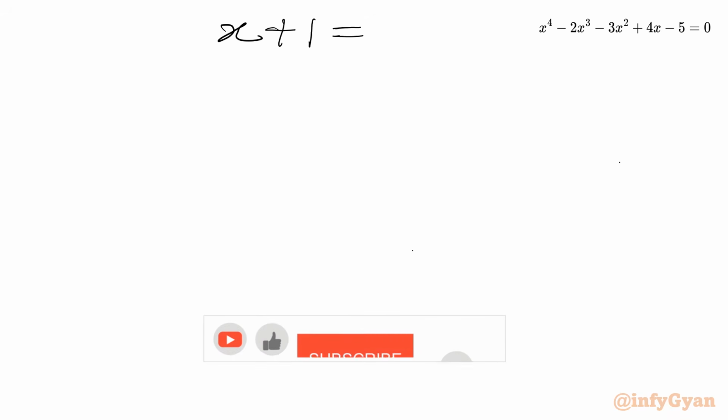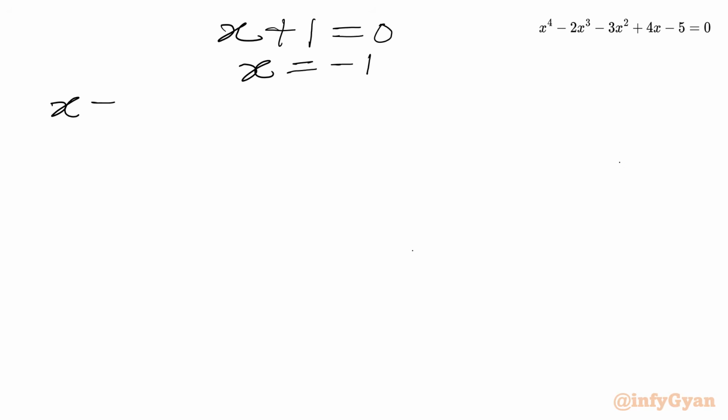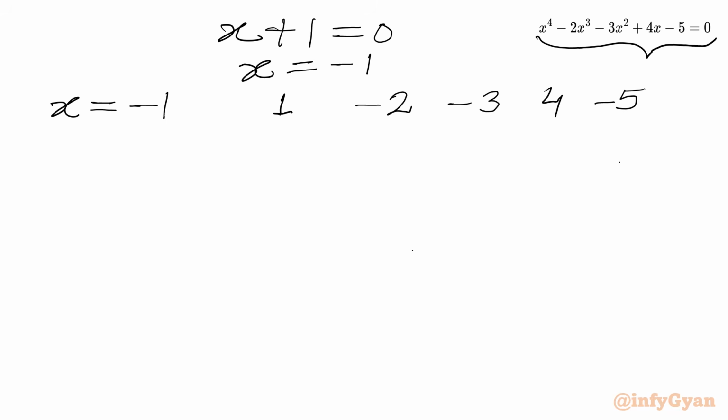x plus 1 equal to 0, so x will become negative 1. We'll write here x equal to minus 1. Now we have to write the coefficients of this quartic equation. Coefficient of x power 4 is 1, coefficient of x cube is minus 2, coefficient of x square is minus 3, and the constant is minus 5.